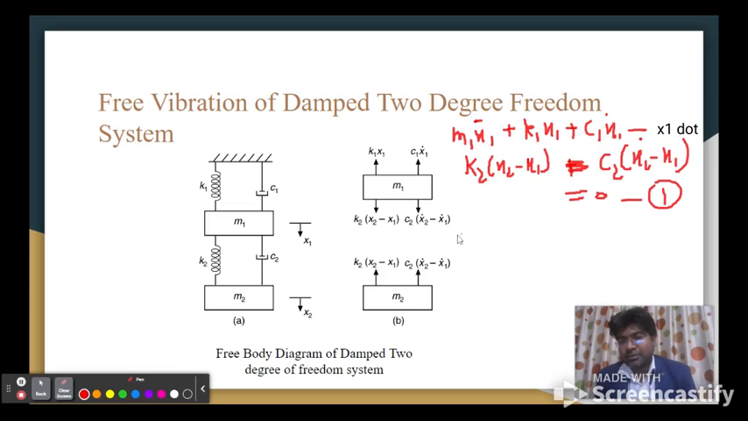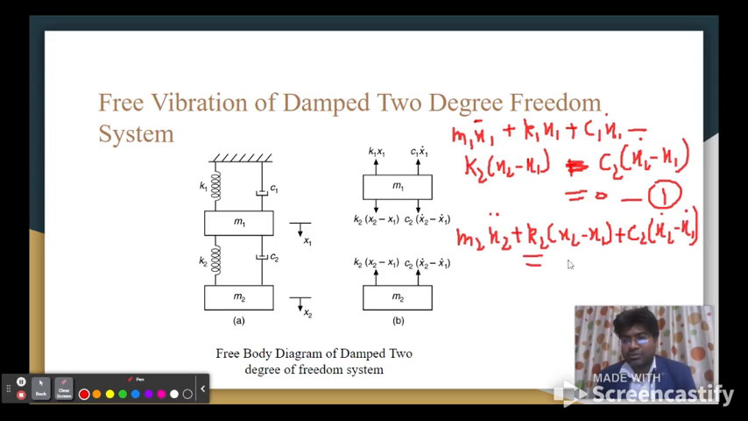For equation number 2: m2 x2 double dot plus k2 times x2 minus x1 plus c2 times x2 dot minus x1 dot equals 0. This is equation number 2. So these two equations are the governing equations. When we solve these two equations, we will get our analysis.